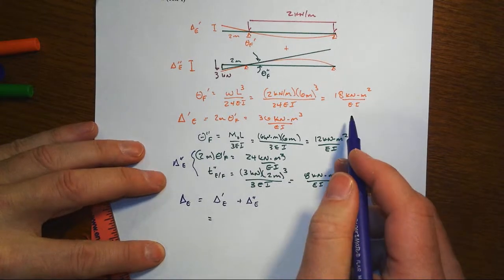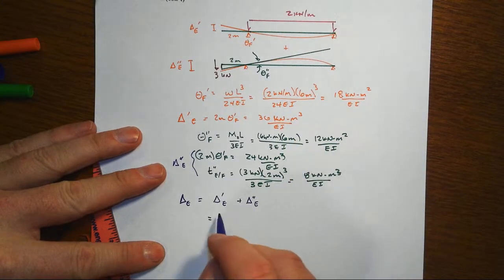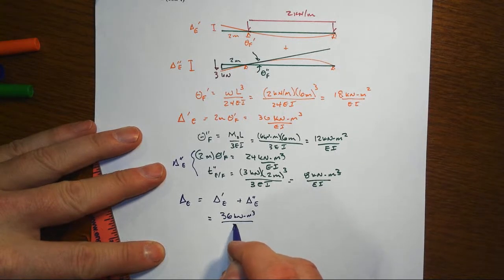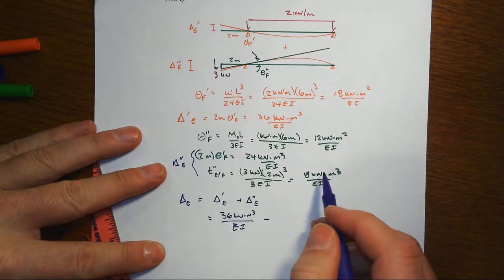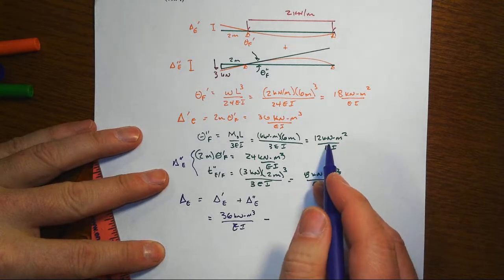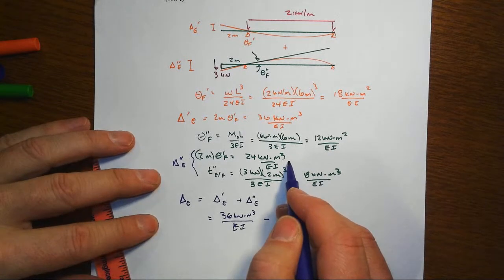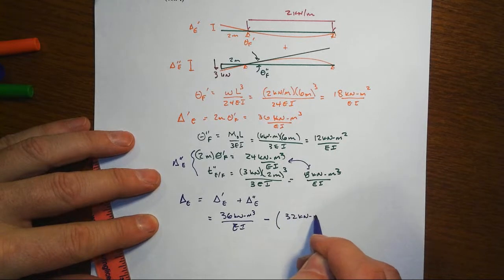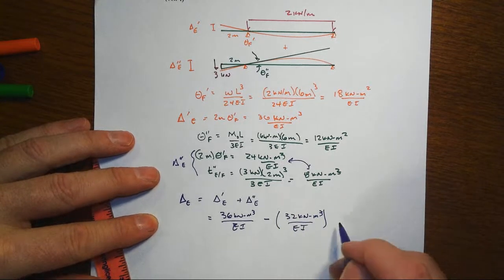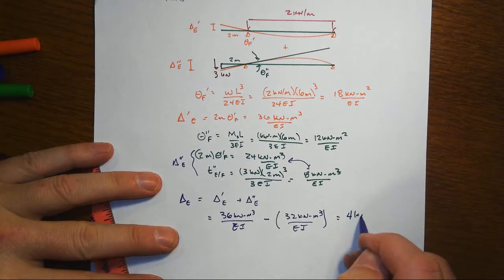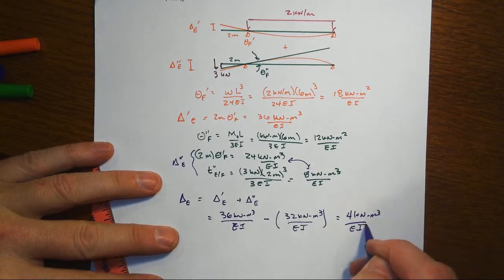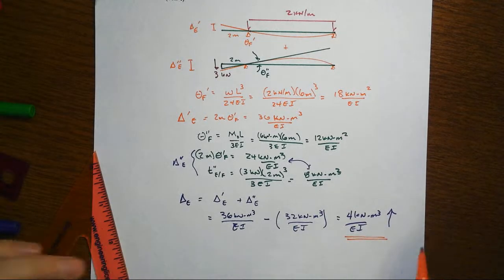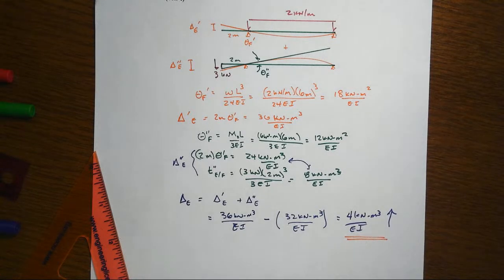And that's going to be given to us by, we have 36 kilonewton meter cubed over EI. That was going up, and then the other is going down, and that's going to be the sum of the 12. Nope, it's not either. Let's see here. It's going to be the sum of these two, and so that's our 32 kilonewton meter cubed over EI for a net of 4 kilonewton meter cubed over EI, and that would be going up, and that's our answer there. So when you work it out slowly, it does take a lot of time to piece it all apart. Well, there you go.